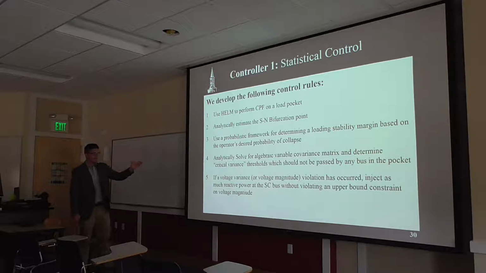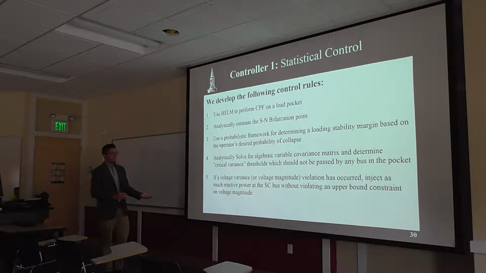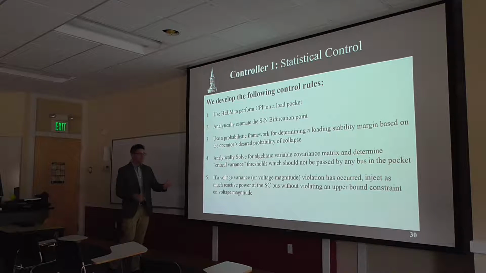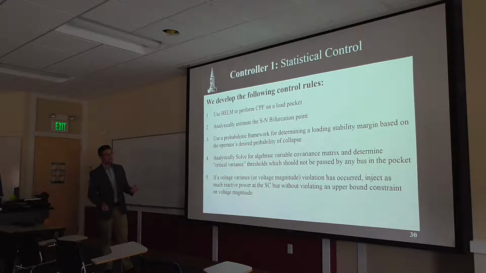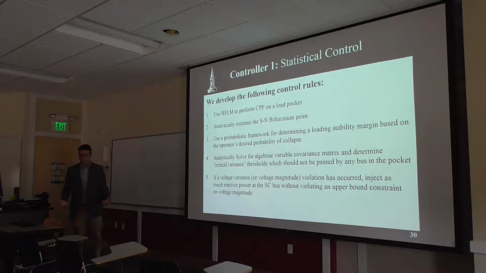And then number five, if there is a violation, a voltage violation, or a voltage variance, or a voltage magnitude violation, inject as much reactive power at the synchronous condenser bus without violating an upper bound constraint on voltage magnitude. So if there's a violation, take control action.